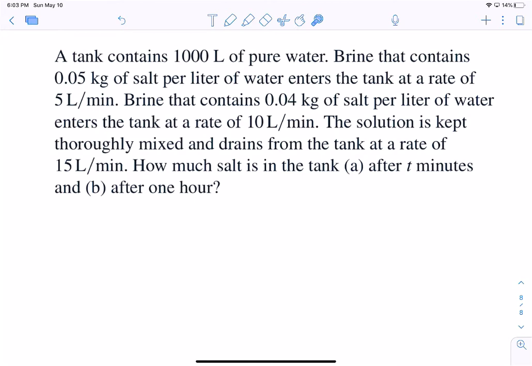Here we have an application that's going to involve differential equations. We've got a tank with 1,000 liters of pure water, and brine that contains 0.05 kilograms of salt per liter is entering at 5 liters per minute. Brine that contains 0.04 kilograms of salt per liter is entering at 10 liters per minute. The solution's mixed and then drains from the tank at 15 liters per minute. And the question is how much salt is in the tank after t minutes and then after 1 hour.